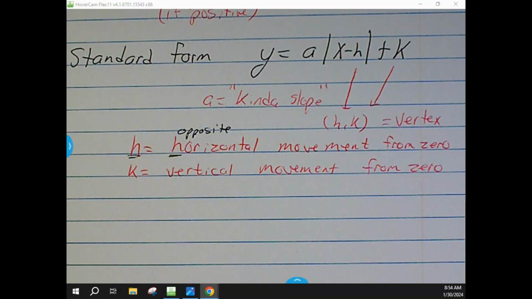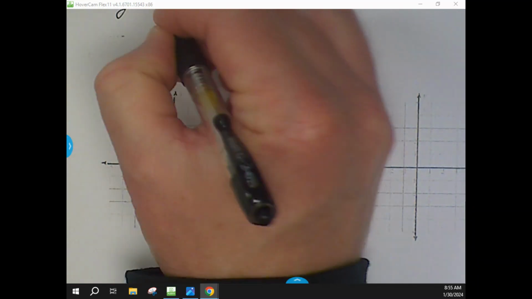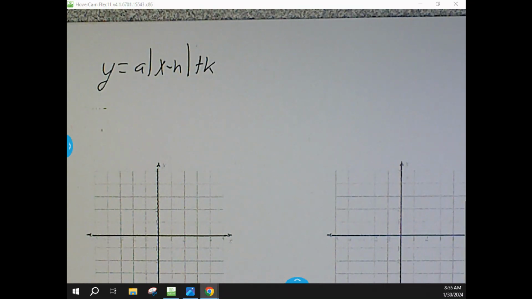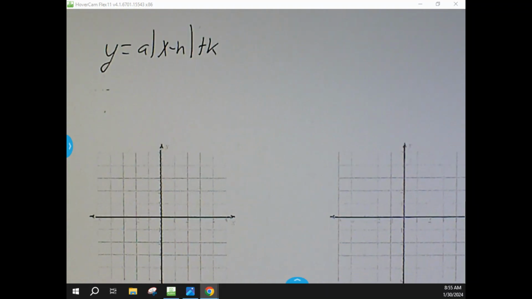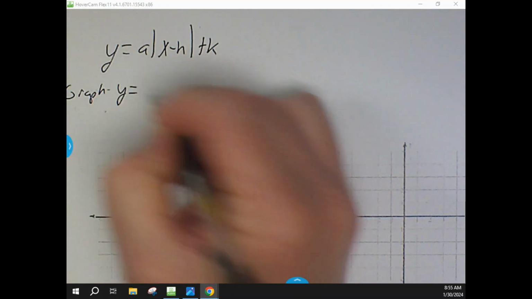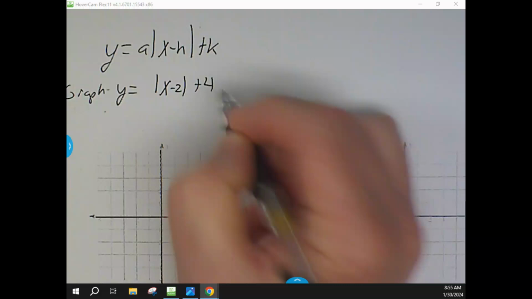Now here's where we're going to go back and use our graph paper that you've got. There's our standard form. In the homework, and as we go through test questions and all those other things, it's going to ask you to graph y equals absolute value of x minus 2 plus 4.